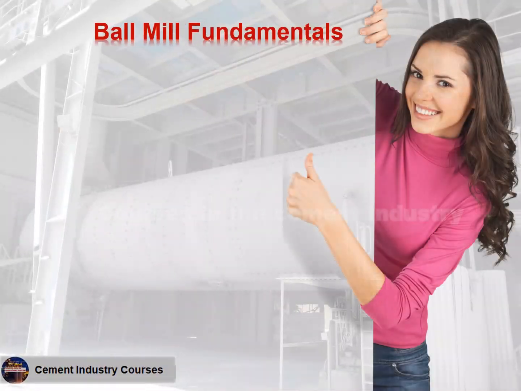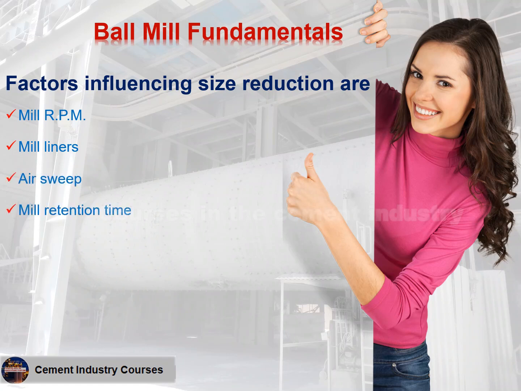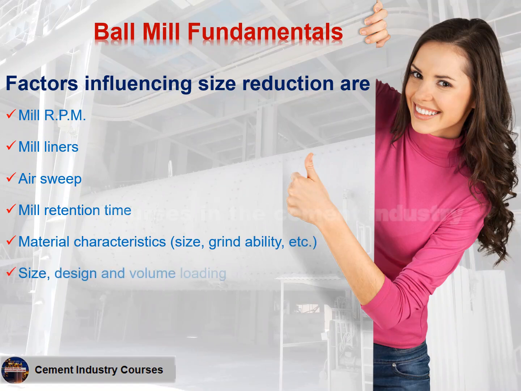Ball mill fundamentals. Factors influencing size reduction are: 1. Mill RPM. 2. Mill liners. 3. Air sweep. 4. Mill retention time. 5. Material characteristics, size, grindability. 6. Size, design, and volume loading of the grinding media.